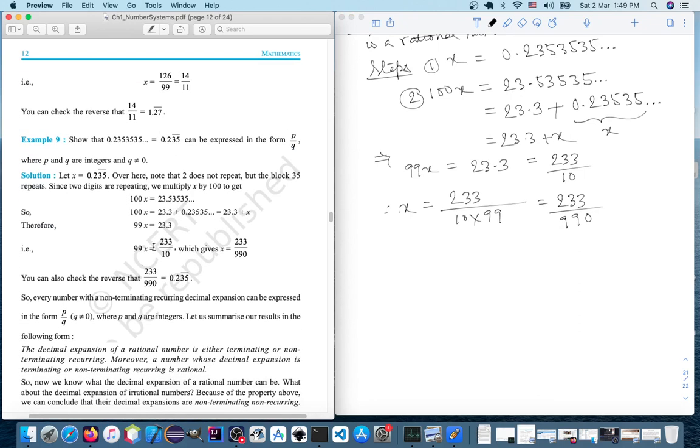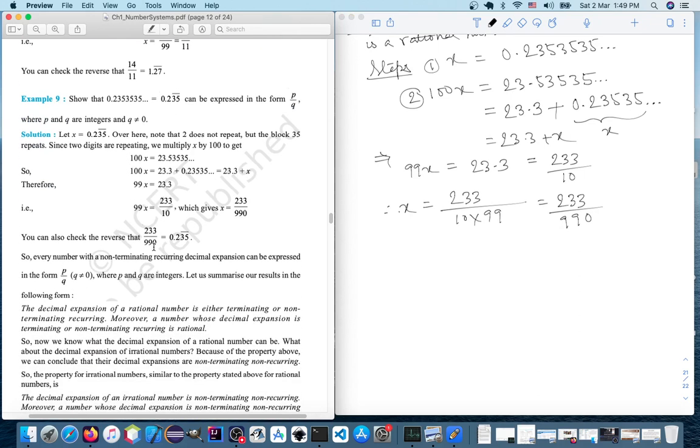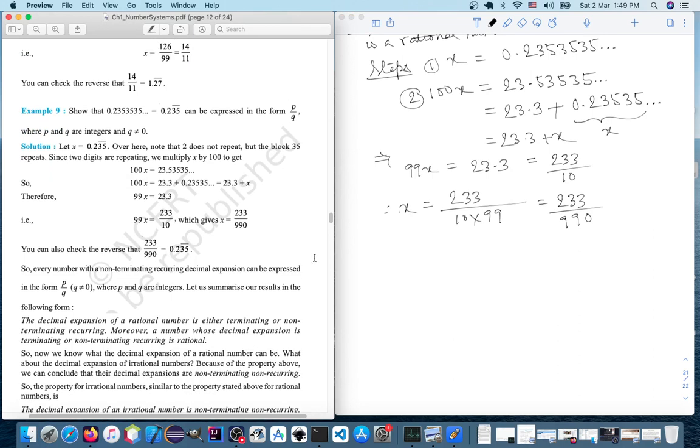So it says in the textbook that every number with a non-terminating recurring decimal expansion can be expressed in the form p by q, where p and q are integers and q not equal to 0. So in summary, what results did we get?